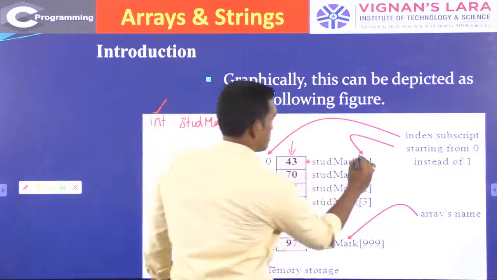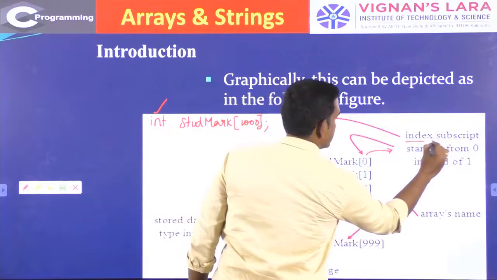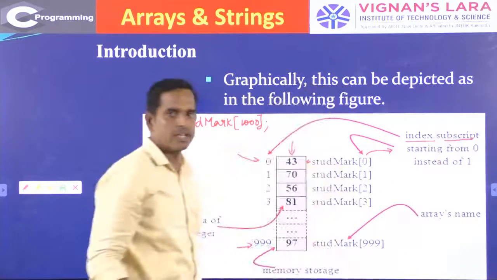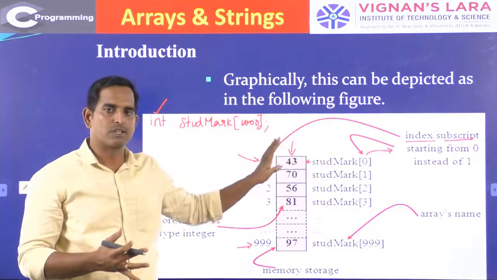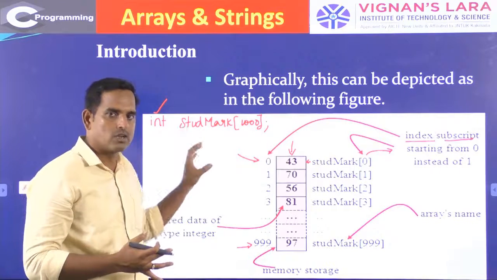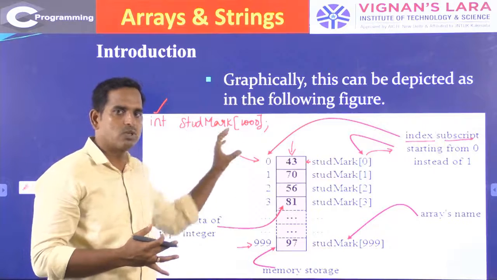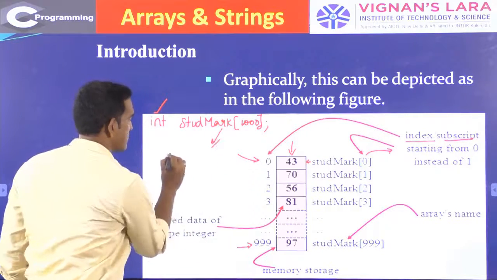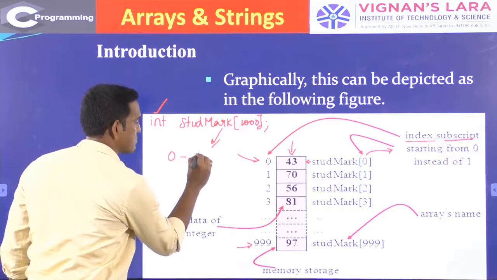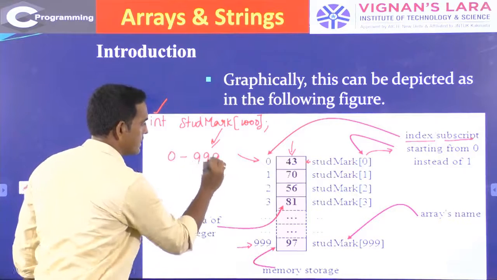So this particular position we will be calling the index or subscript. For each and every array you will be having this index or subscript. So the index starts from 0, not 1, it will start from 0 to n-1. So for this array, since you are having 1000 elements, your index or subscript will start from 0 to 999.